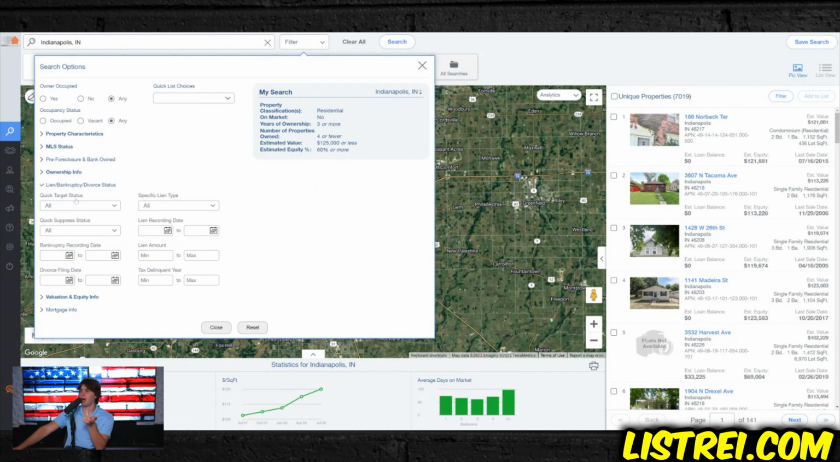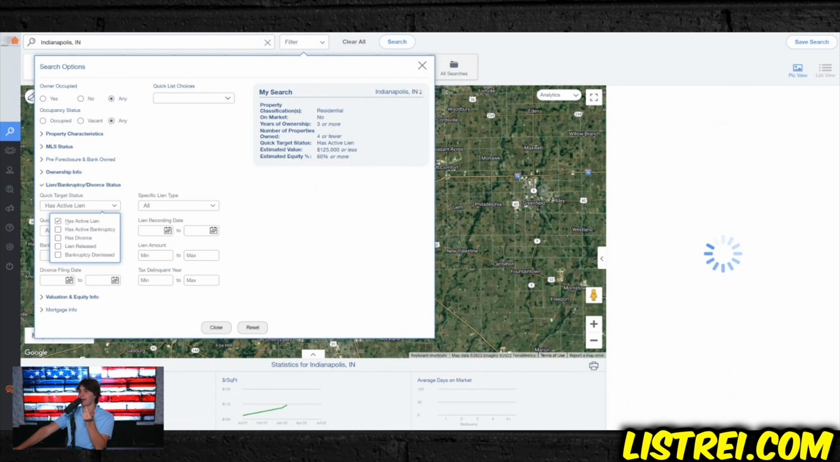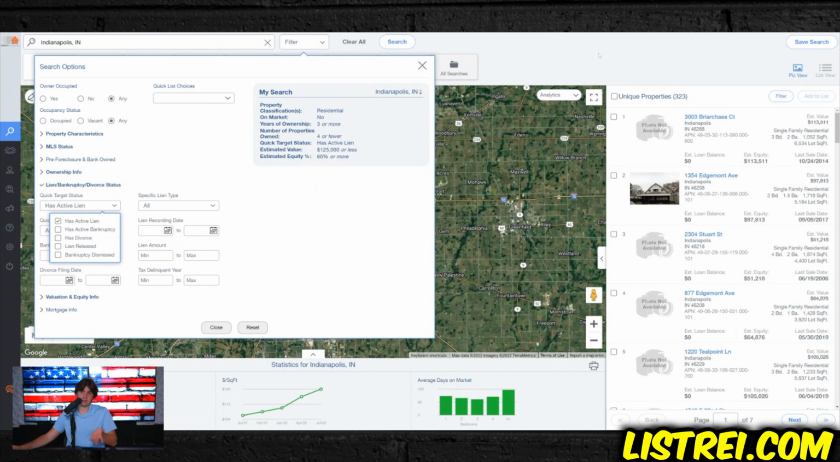There might be a problem with the property. So I'm going to do a quick target search, and I can do properties that have an active lien. That brings that to 323. So if I'm doing a really small cold call list, this might be a really good one to be going after, right? I really like the liens on here.